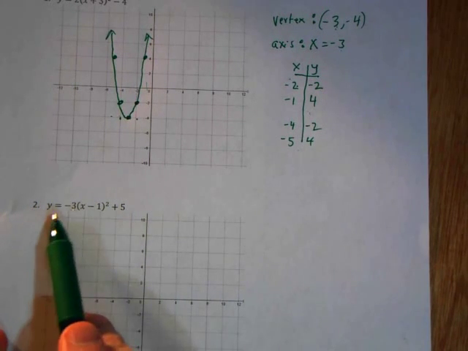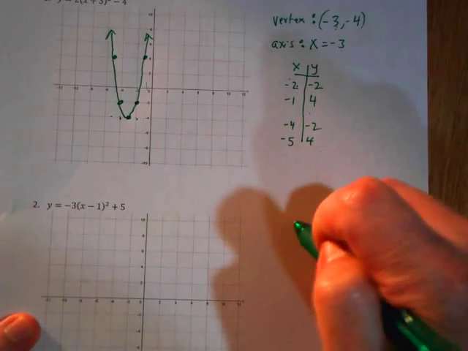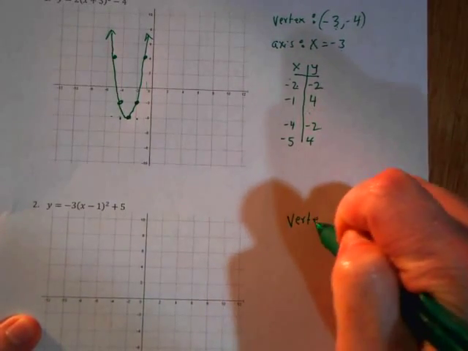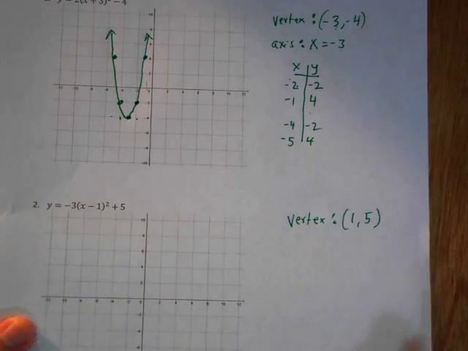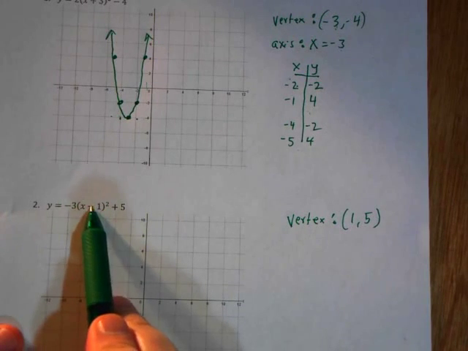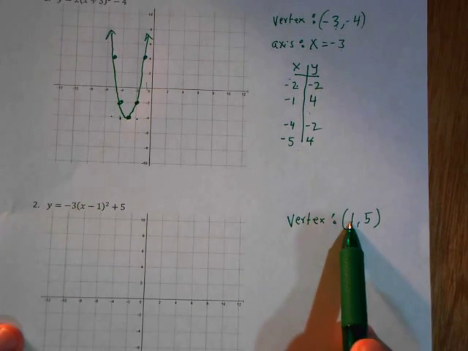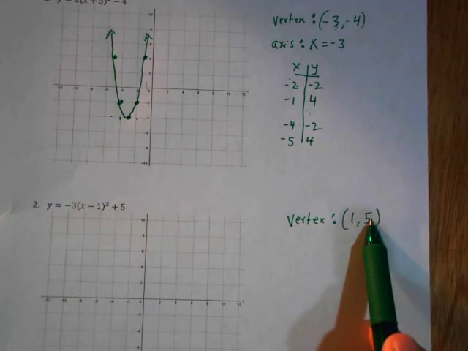y equals -3 times (x minus 1) squared plus 5. Alright, first thing I would do is write down my vertex. My vertex is going to be (1, 5). This controls the left and right. Since it's a -1, it goes 1 to the right. This controls the up and down. Since it's a +5, it goes up 5.